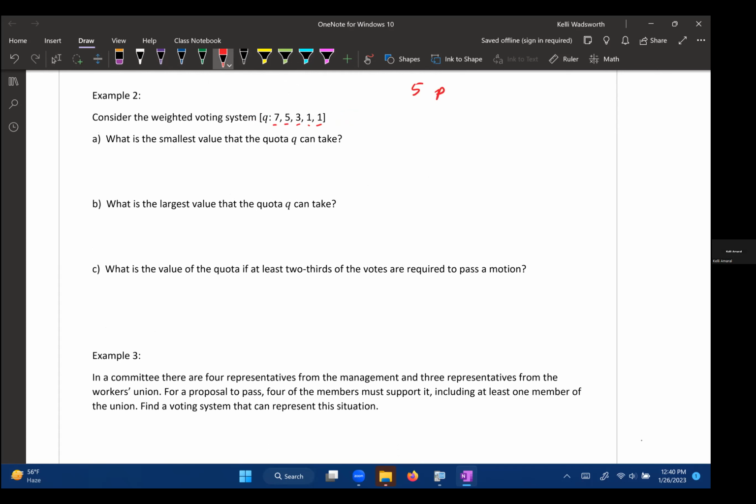Hold on, there's a piece of paper in my way. Thank you. So we know there are 5 players. And we know that player 1 has 7 votes, player 2 has 5 votes, player 3 has 3 votes, and so on and so forth. So what is the total number of votes?